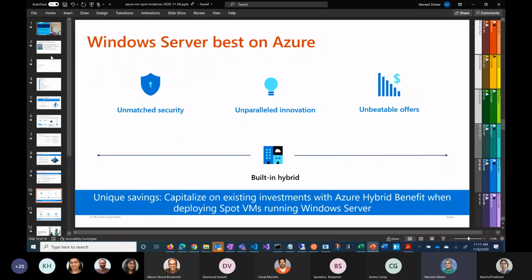And by the way, just keep in mind that you can use your hybrid use benefits along with Spot VM pricing. So the hybrid use benefit will still apply. If you are spinning up Windows virtual machines, you have hybrid use benefits for Windows Server, you can bring those in, and that will apply in addition to the Spot VM pricing. So you can get all the benefit.